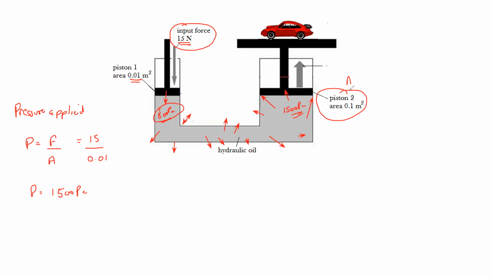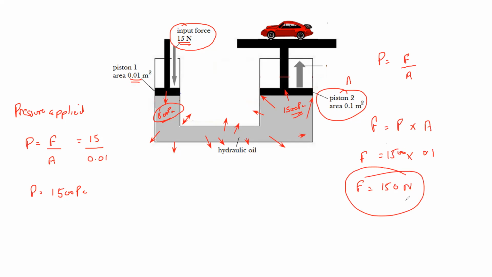So we know the pressure and we have the area. So how much force is there? We have the formula: pressure is force acting on unit area. So force is equal to pressure multiplied by area. Pressure is 1500 and area is 0.1. So 1500 multiplied by 0.1. As a result, we are getting 150 Newton force.